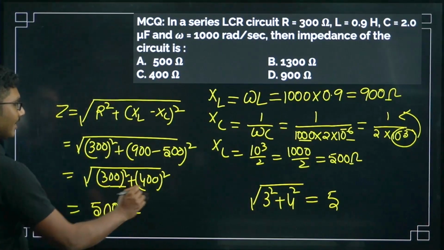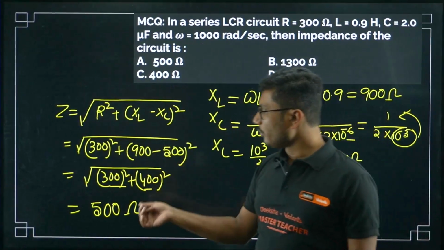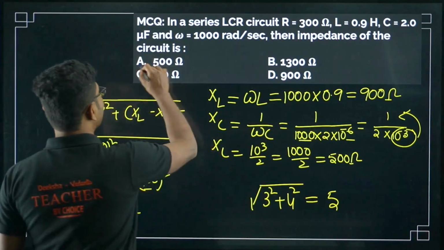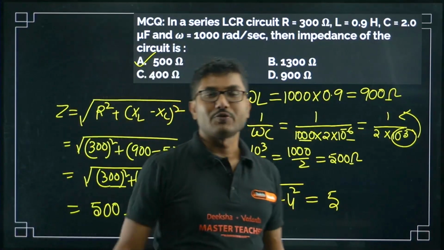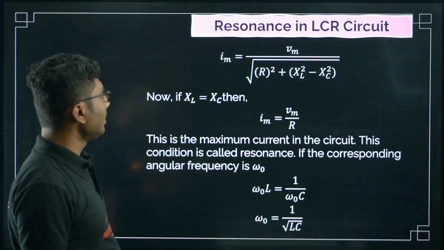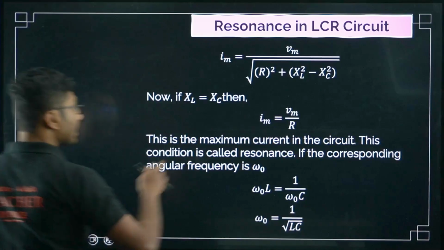Okay, 300 squared plus 400 squared, the whole root, will be 500. So 500 ohm is the equivalent resistance or impedance of the circuit. So 500 is the answer. Easy question. Let's move on to the formula.